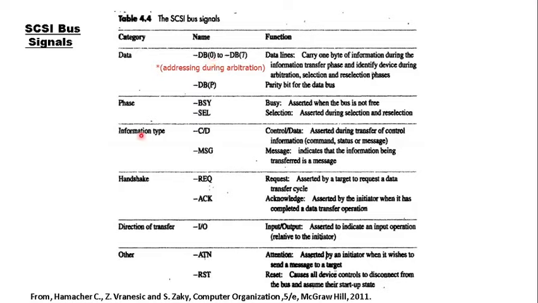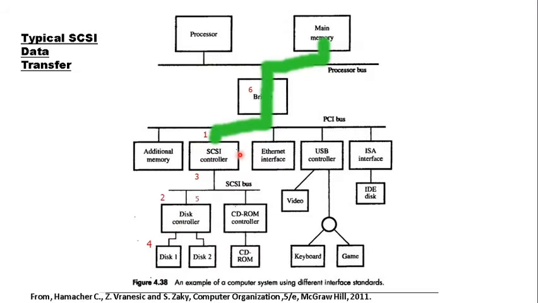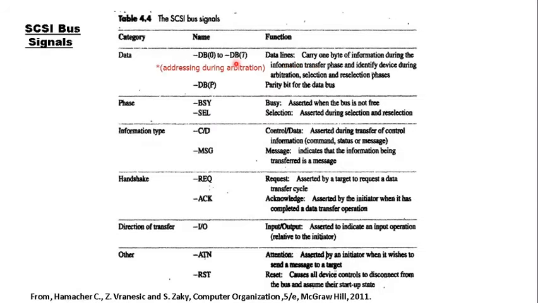Maybe our SCSI controller may have DB7 with it. Our SCSI controller may be in charge of DB7. Whenever the SCSI controller needs to identify itself on the bus, it will activate DB7. Likewise for other controllers.